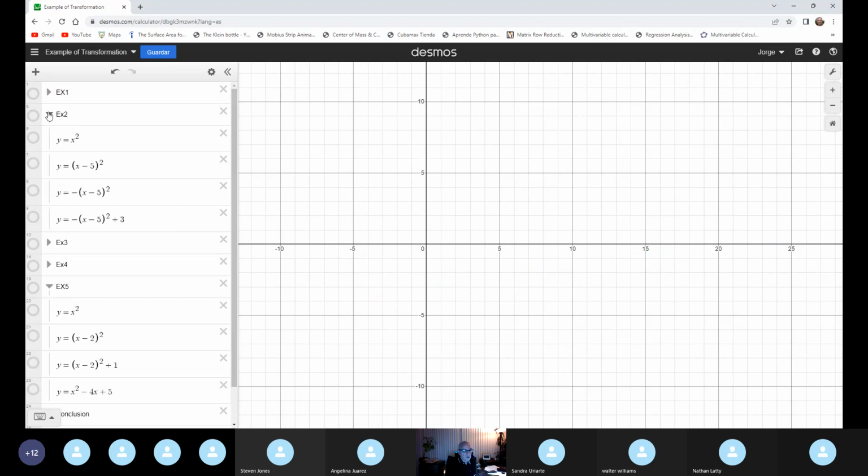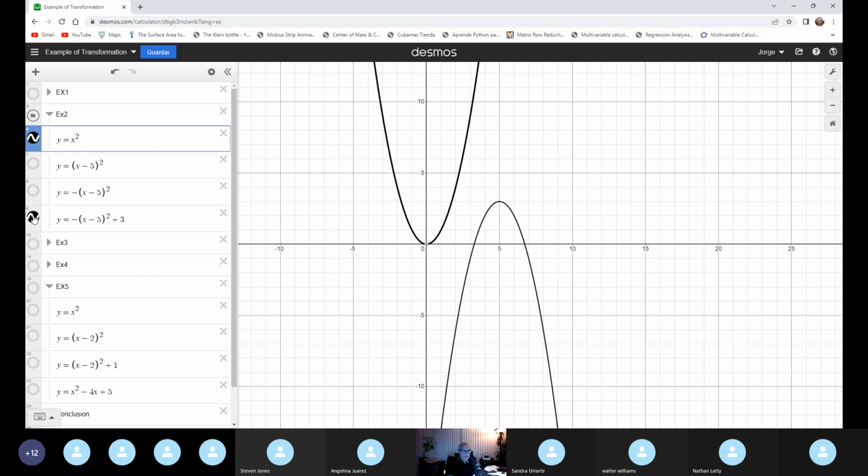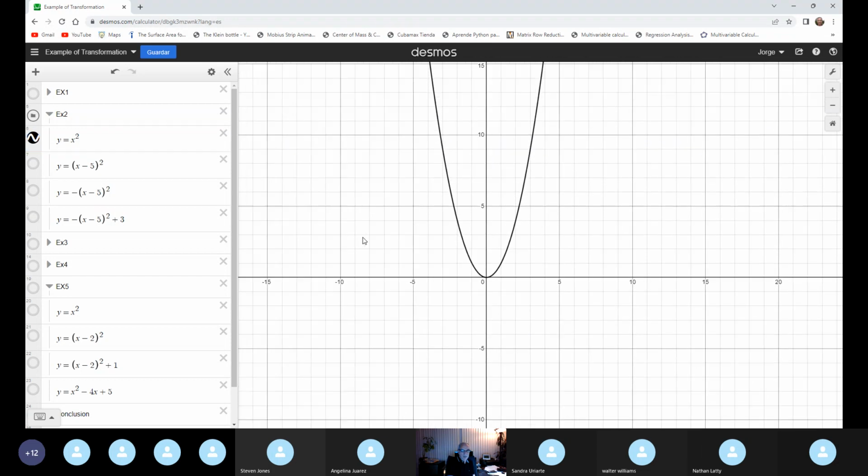Example 2 is more complicated. In example 2, the function given is this. And you need to understand how many transformations I need to do according to the order of operations, guys. You recognize that our function belongs to the family of the quadratic function, which is this. By the way, let me try to plot that. Bang. No, not this. Only the original basic function.